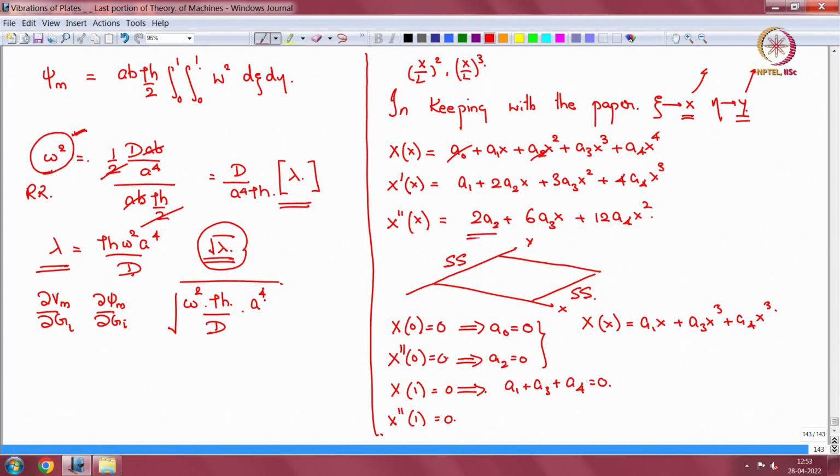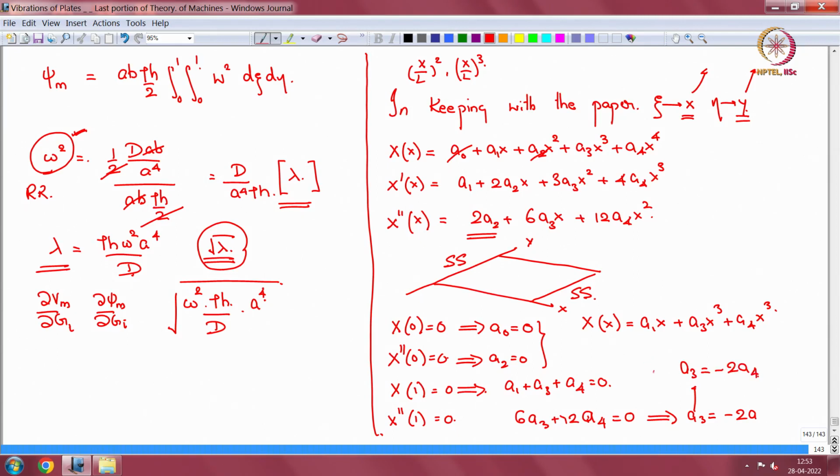A2 is 0 anyway, okay. So I have 6A3 plus 12A4 equal to 0, which means A3 is equal to minus 2A4. A3 is equal to minus 2A4.